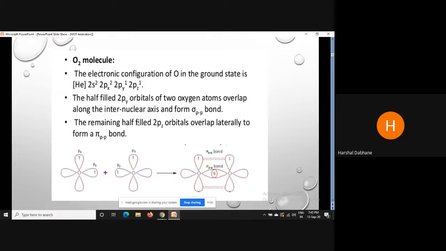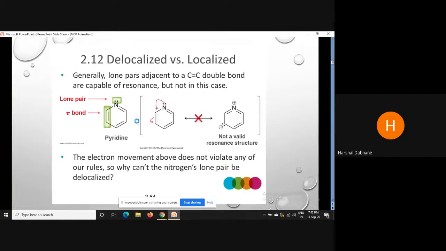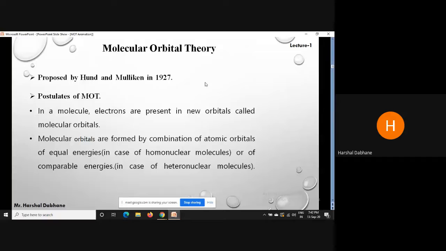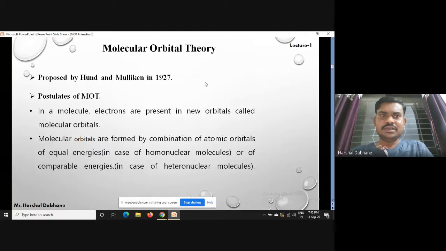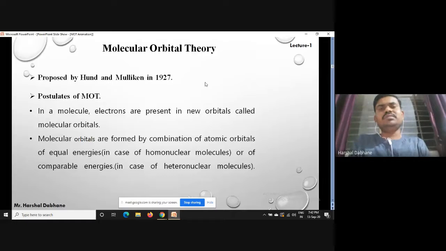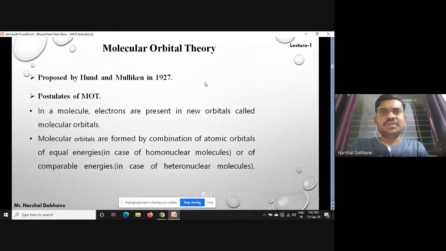So now we move towards the molecular orbital theory. This matter we already discussed, we already talked about the molecular orbital theory. It was proposed by Hund and Mulliken, two great scientists, in 1927. Okay, 1927. So what are the postulates? Postulates means the main points over which this theory was viewed.